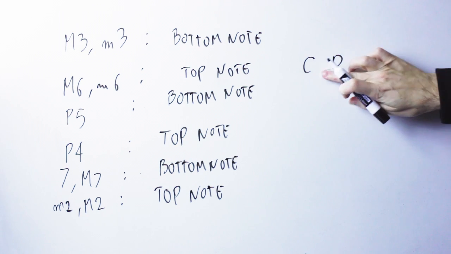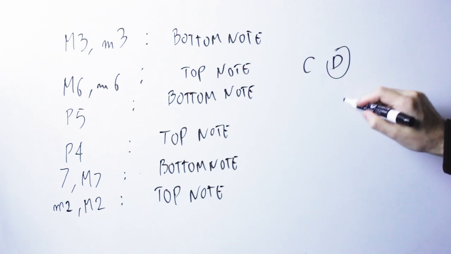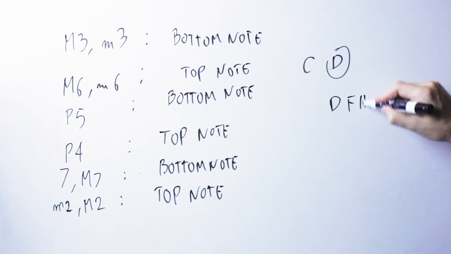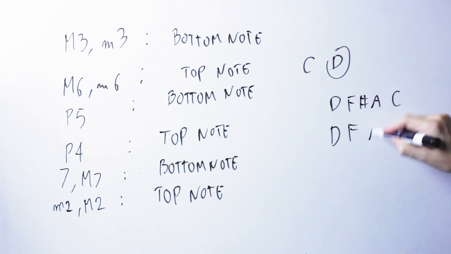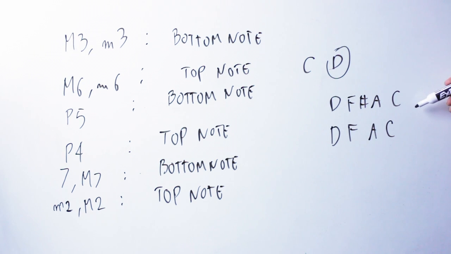If I play a C and a D note, the D is the root, because I can fit these to a D7 or a D minor 7. So far so good, guys.